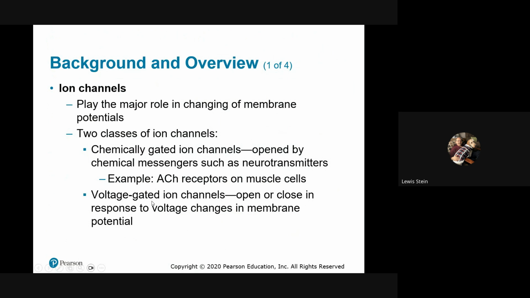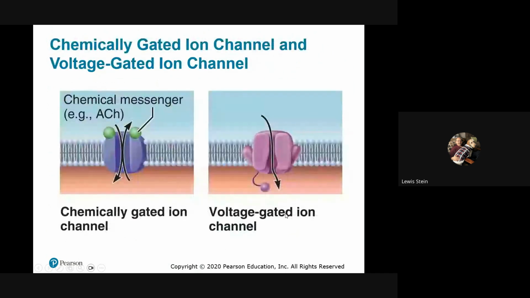Voltage-gated ion channels open or close in response to voltage changes. Here's what they look like. Okay? Chemical bonds, door opens. Electrical signal comes across, door opens. We'll get to that bad boy down the road. That's called an inactivation gate. That's kind of like the key.